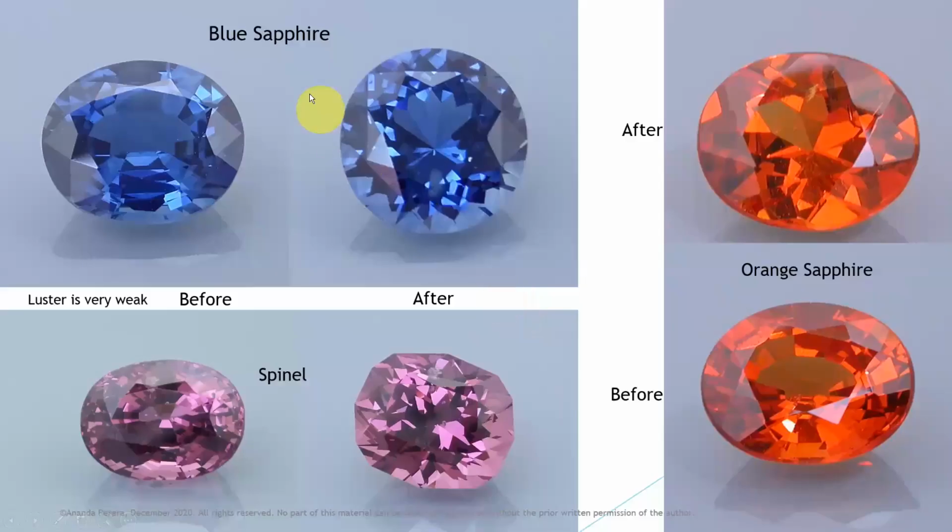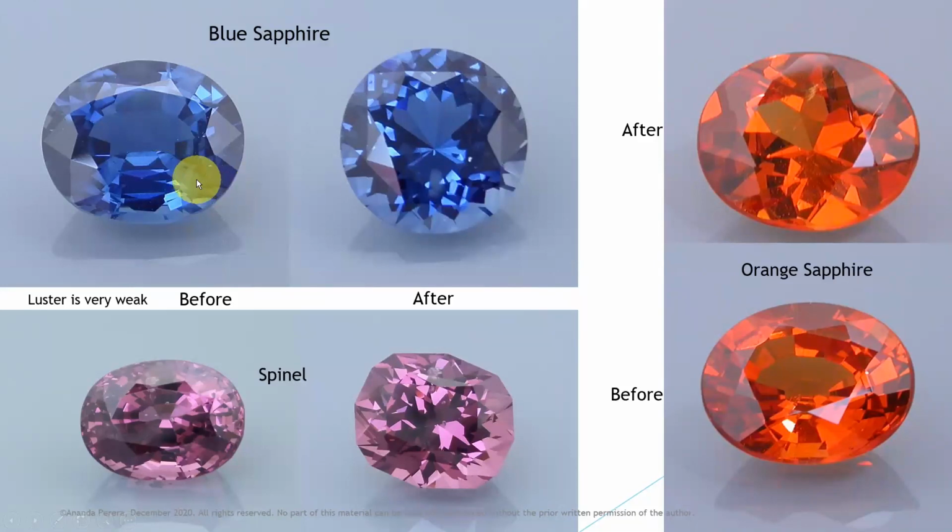Now look at here. Another blue sapphire. Luster is very weak. Look at here. See the windows. No luster here. Poor luster. After recutting, the shape changed. We have to think about the shape, what we can do. And now here it is completely given luster.